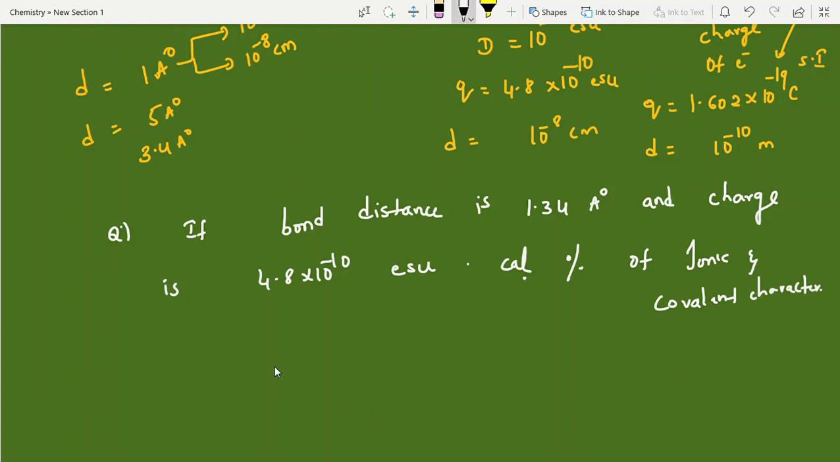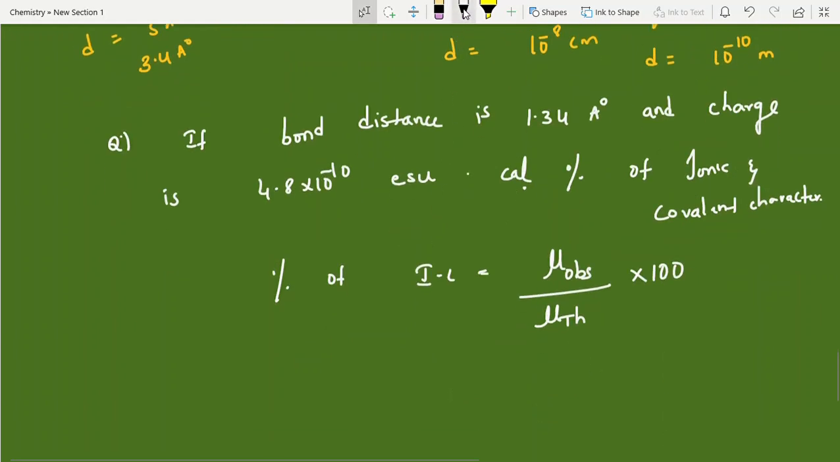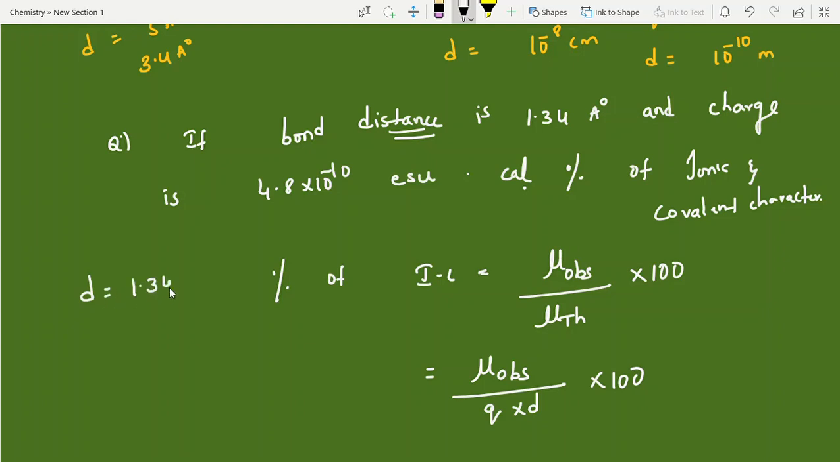So percentage of ionic character equals mu observed by mu theoretical into 100, right? Can you expand this one? Mu theoretical is nothing but Q into D. So now we can take it: mu observed by mu theoretical, which is Q into D, into 100. Bond distance, this is D, right? Data: D equals 1.34.